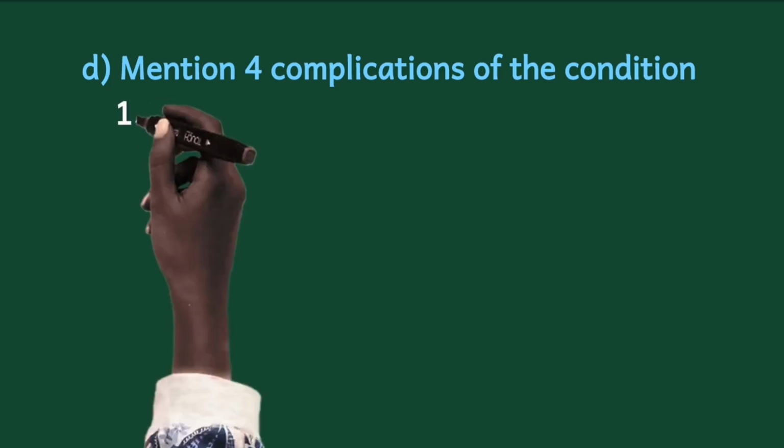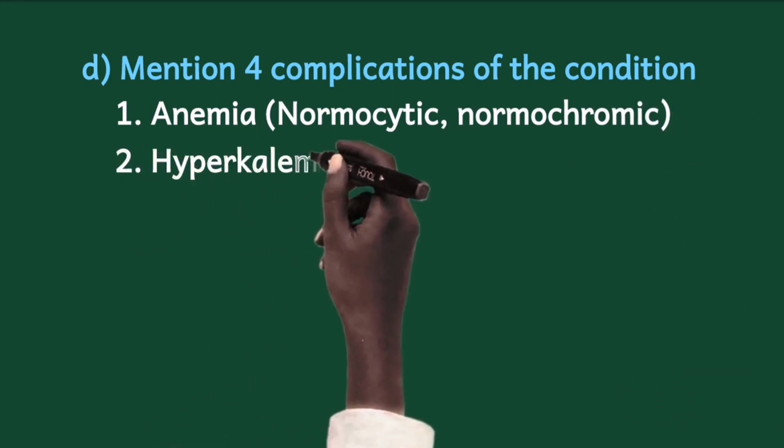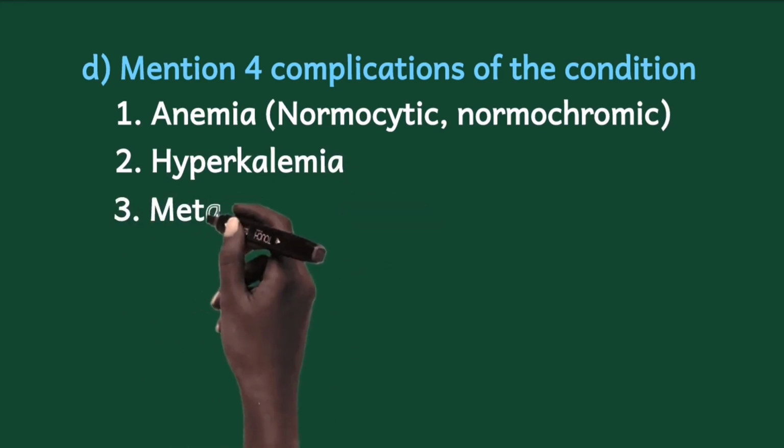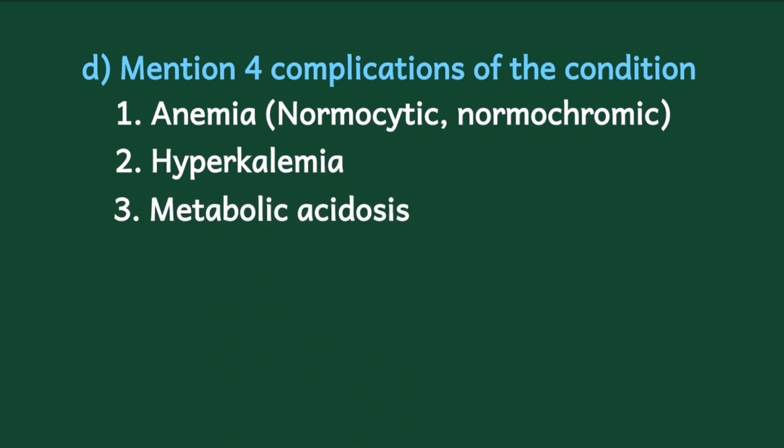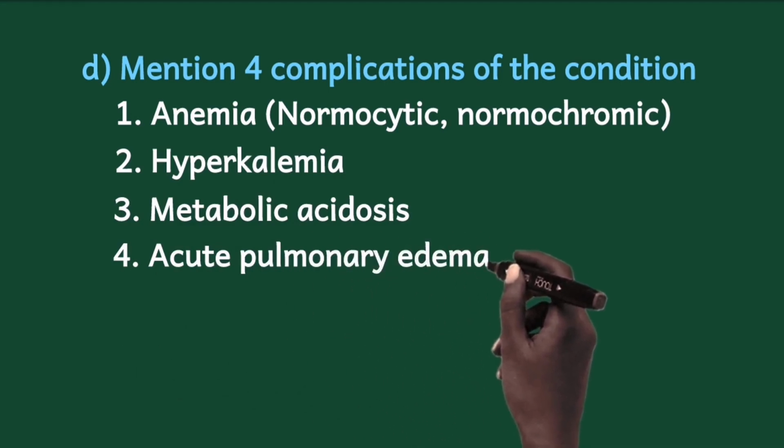And so one of the complications is anemia, which is typically normocytic normochromic. Another is hyperkalemia. Then we can have metabolic acidosis. You can have acute pulmonary edema from the fluid overload. Remember, the kidney is responsible for regulating the fluid amount in the body. And so the overload causes the edema and can cause pulmonary edema as well.